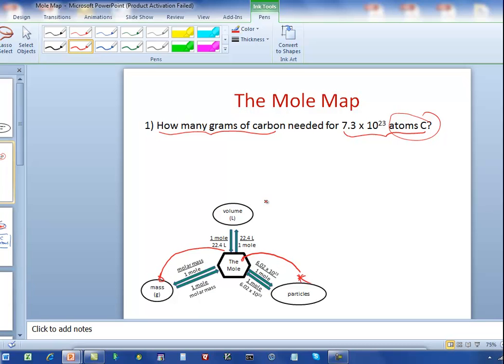So we're going to be applying, well, let's see, what's the first conversion factor we need to apply? This one. We're going to have to divide by Avogadro's number, and then we're going to need to multiply by the molar mass. Okay, so let's set that up. How many grams? Okay, so mass of carbon equals 7.3 times 10 to the 23rd atoms.